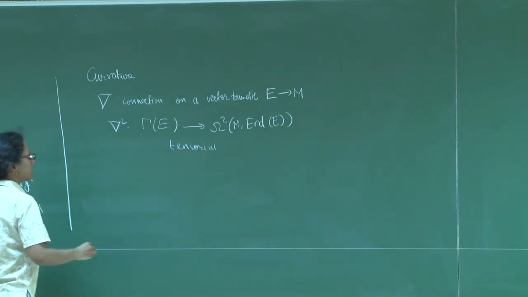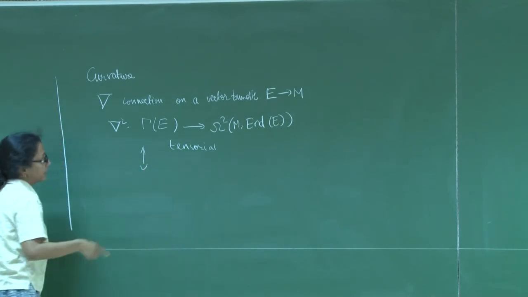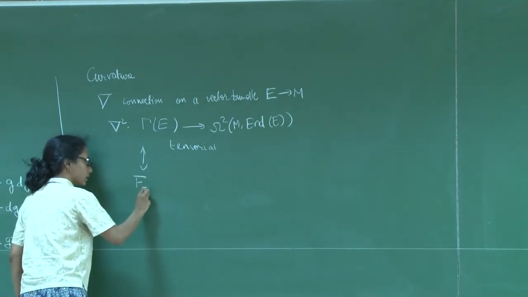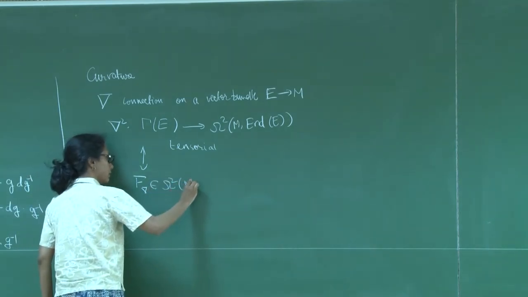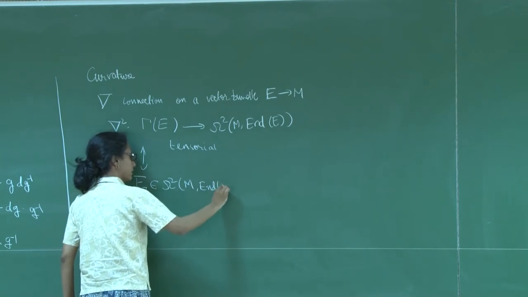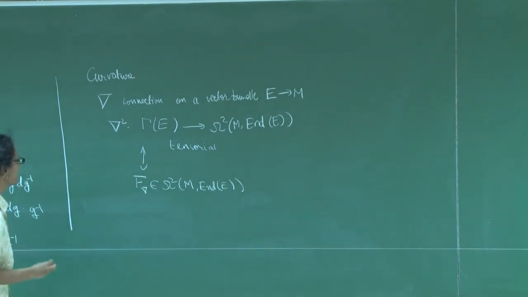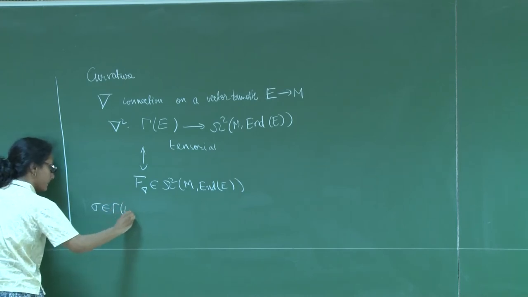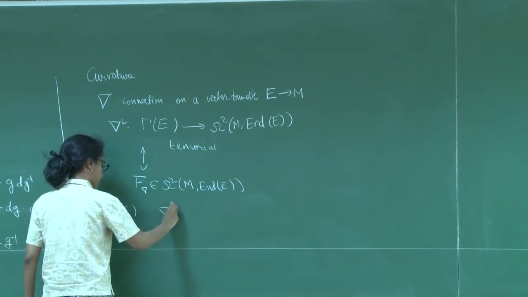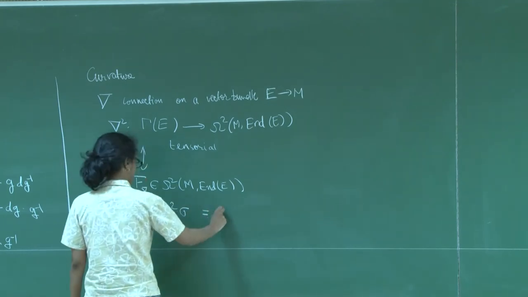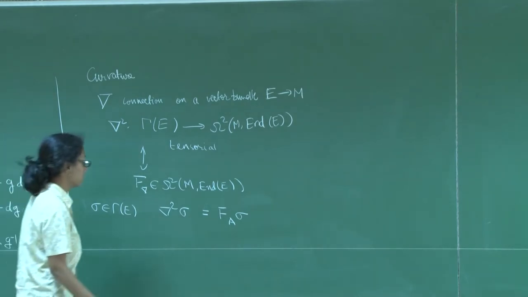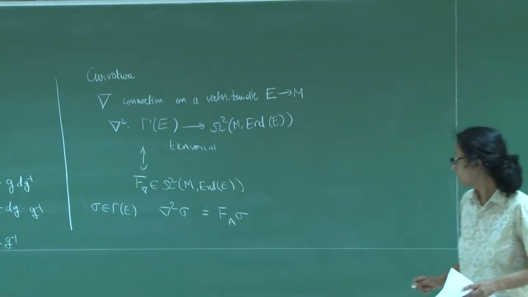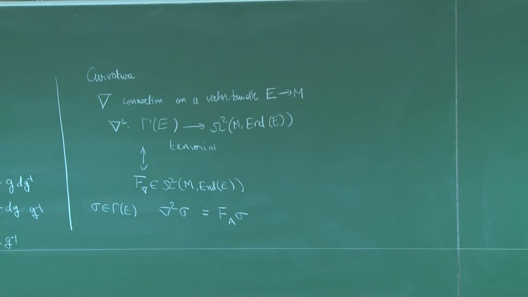So this map basically corresponds to multiplication by F_A, which is a two form with values in End(E). So another way of saying this is, if you have a section, then nabla squared sigma will be just F_A applied to sigma. Should that be omega square? Yes.